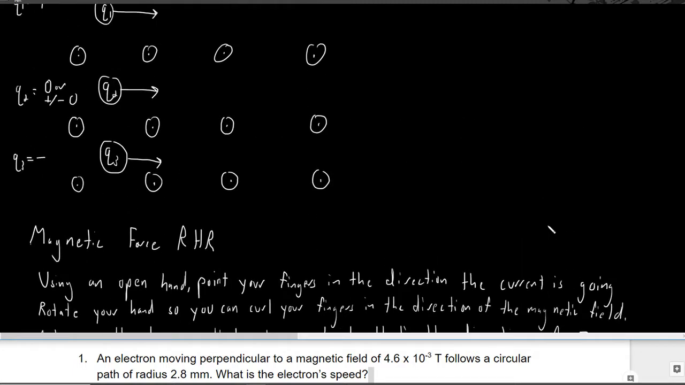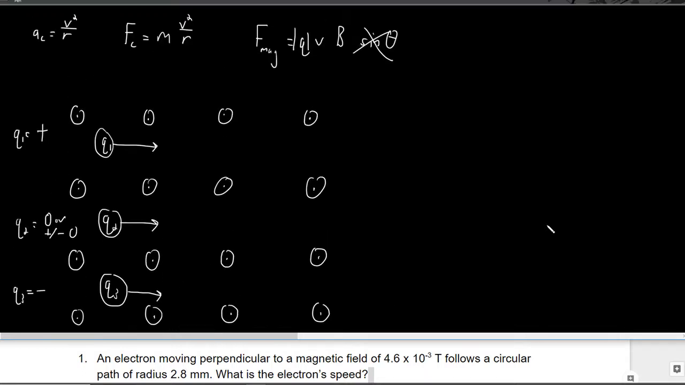All right, so we're going to come up here and look at these 3 particles once again. I'm going to figure out what direction these particles are going to end up going, and then I'm going to be able to diagram out the direction of the force on them. I'm going to finish out the paths for these. Okay, so right-hand rule.